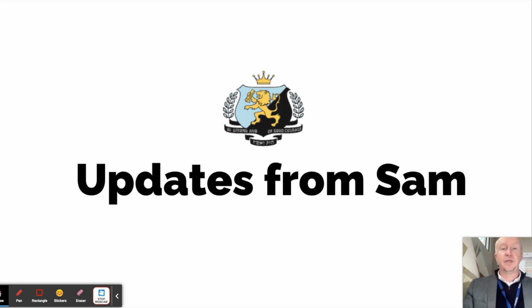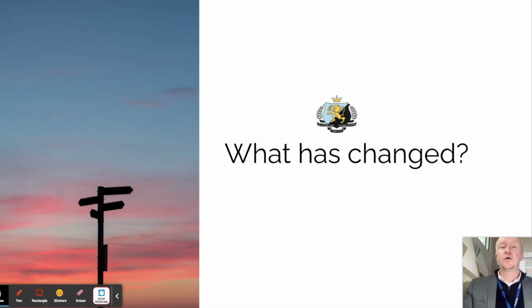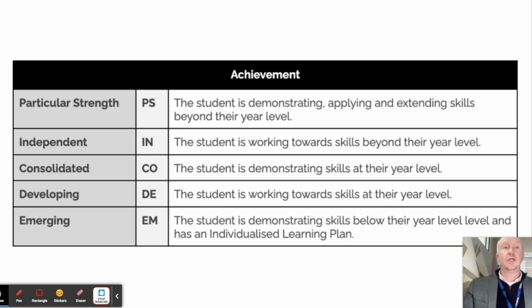I'd like to explain a couple of things to you so that you can read your children's reports easily and understand why things look a bit different to the last few years and what that means from this point onwards. But the first change to look out for is the language of the criteria. We've kept the same 5 descriptors and same 5 abbreviations. We've changed the language to make it clearer.